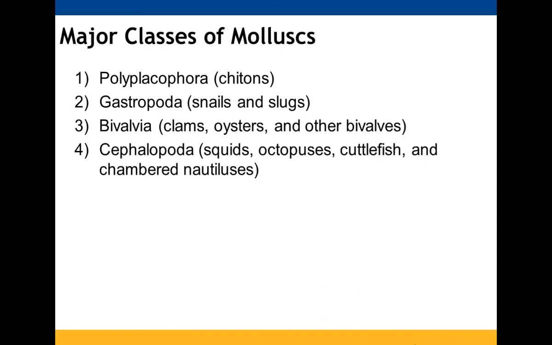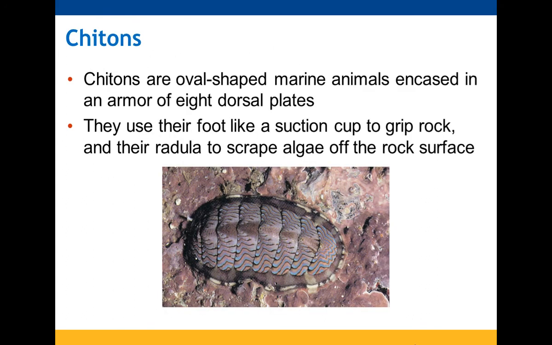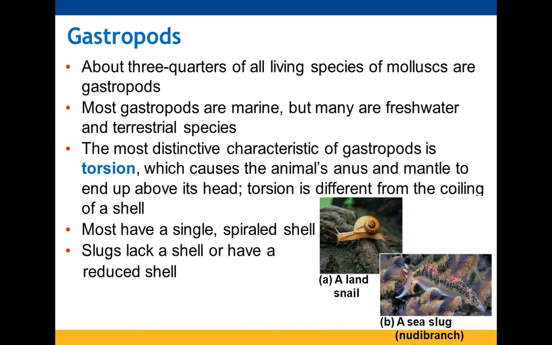Some classes of mollusks: the polyplacophora, the gastropoda, the bivalvia, and the cephalopoda. So the first one we're going to look at are chitons. Chitons are oval-shaped marine animals. They have an armor of 8 dorsal plates, pretty wild. They use their foot like a suction cup to grip onto things, and their radula is able to scrape algae off of rock surfaces so they can get their nutritional needs.